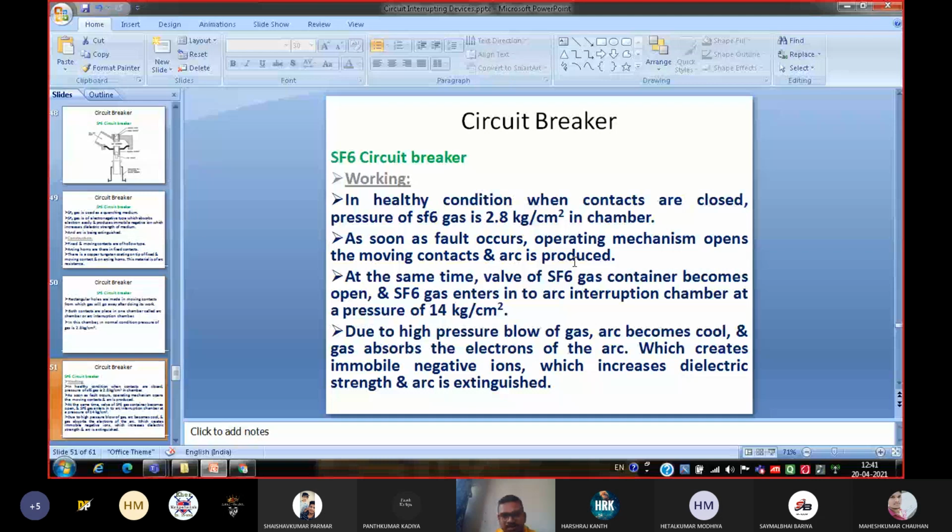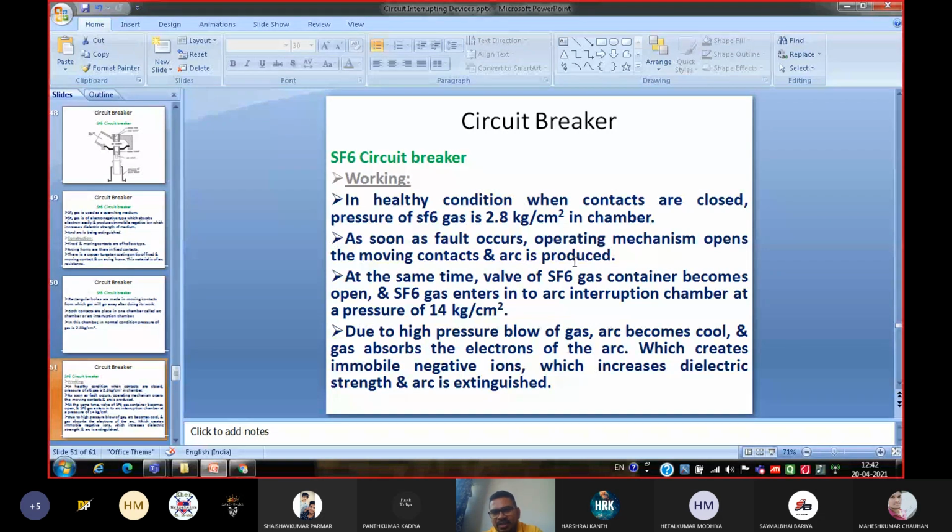First, the 14 kg per centimeter square pressurized gas blows on the arc, and due to it the arc becomes cool. Then what will this gas do? This gas will absorb the electrons of the arc. Whatever electrons are there in the arc, all these electrons will be absorbed by the SF6 gas. And after absorbing these electrons, this SF6 gas creates immobile negative ions.